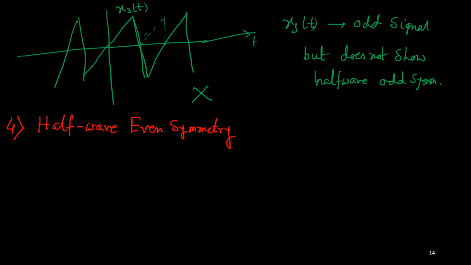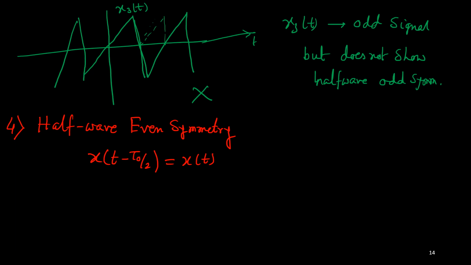Now this half wave even symmetry, the concept: if I shift the signal by half wave, then if I get the same x(t), it is called half wave even symmetry. Now you may be surprised about this one.